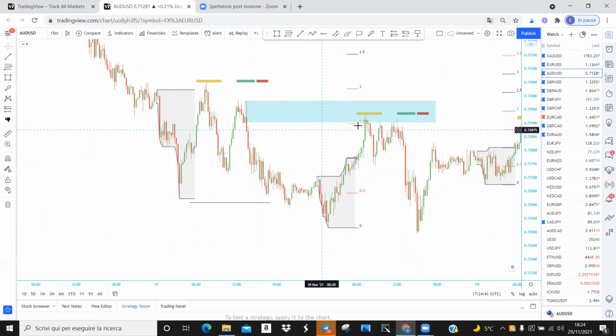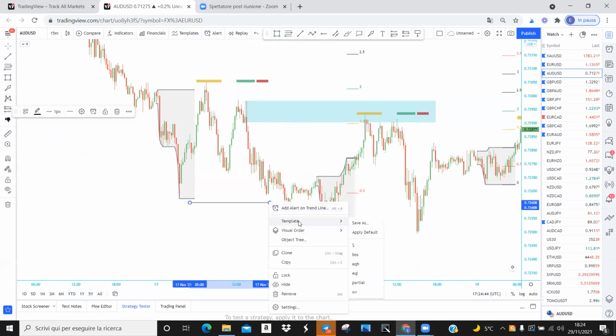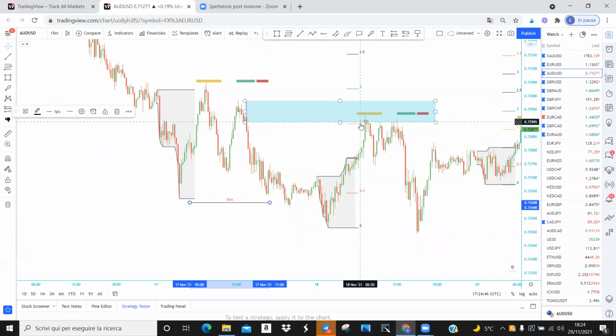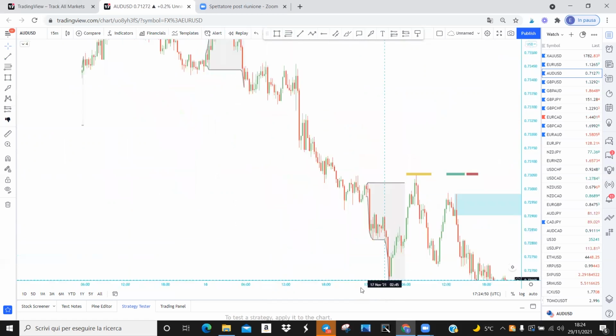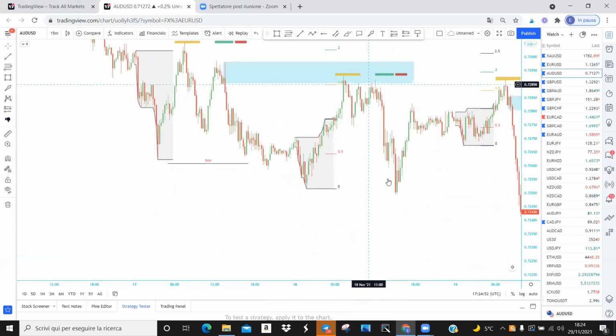Anyway, supply, direction of the market to the downside. This is a break of structure. 1.5 Asian range projection, perfect entry, continuation to the downside. This is an intraday trade. As you can see, you close it by the end of New York. And then, since we talk about everything, I'm including also other stuff in this lesson.